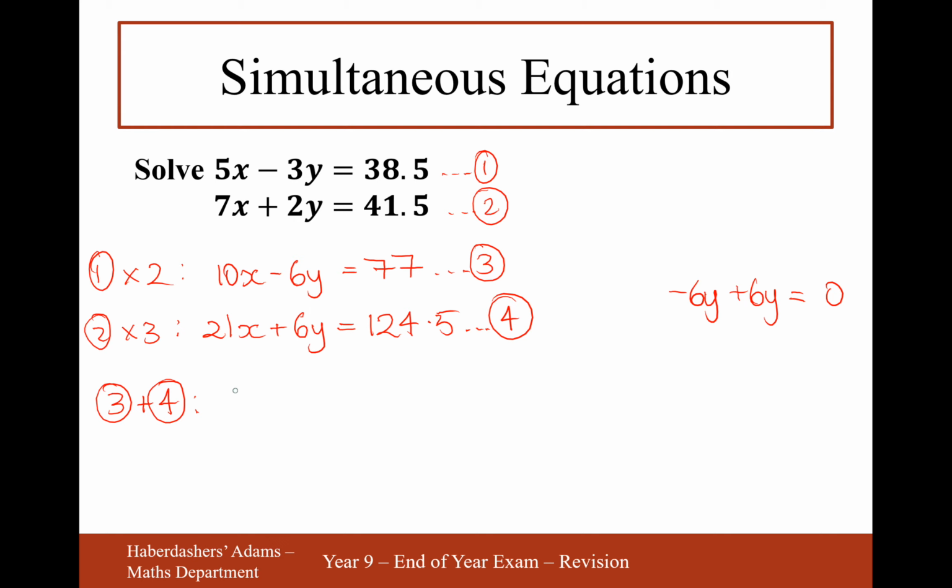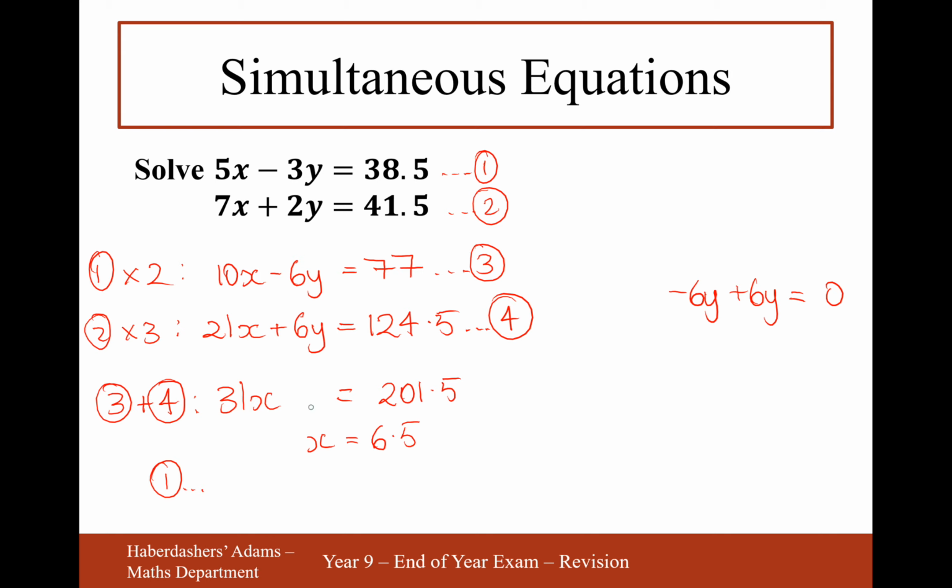So let's add them in the rows then. So it'd be 31x plus nothing equals, then on the calculator, 124.5 add 77, which will give me 201.5. Now let's cross our fingers and hope that a nice simple number comes out. 201.5 divided by 31, cross our fingers, is 6.5. That's pretty easy, pretty friendly number. Okay, so now that we know that x is 6.5, let's put it back into one of the equations. Let's put it into equation number 1.